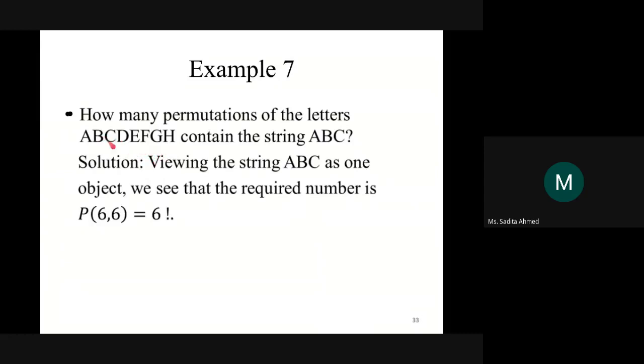Okay. So here, basically, what are we doing? Aren't we treating ABC as one single object? Yes, miss. It's a string, so we can consider it as a single object. It must be there in all permutations as a string. So you can just say that ABC together is one single object. So we have ABC, then D, then E, then F, G, H.